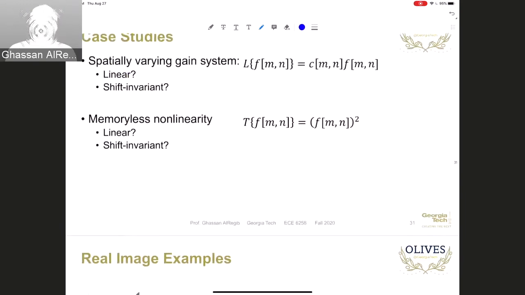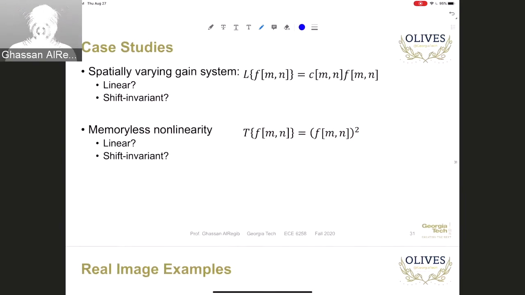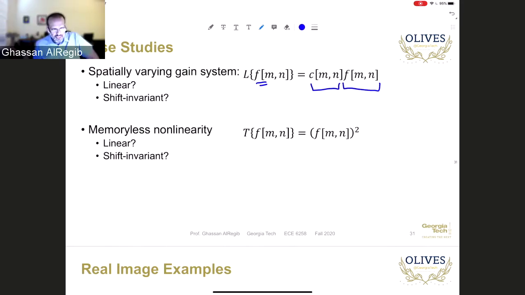Okay, so let's look at these two cases. We have the first one. The operator that you operate on F is F of M and N, multiplied by another term that can vary based on M and N. We are not limiting this to be equal to one or a scalar, but it can vary based on the location M and N. The question is, is this system linear? Is this system shift invariant? So what do you think? Is this linear? Anybody?